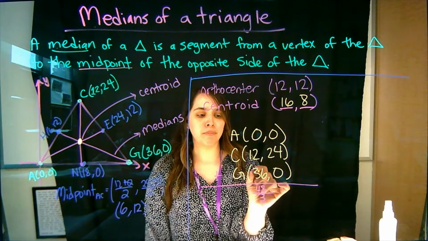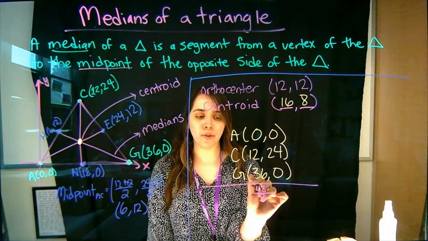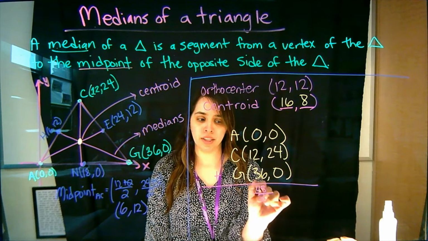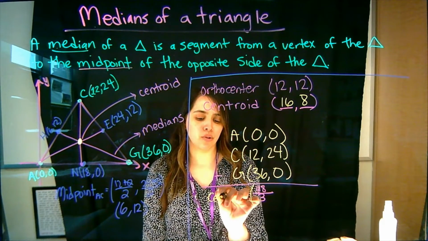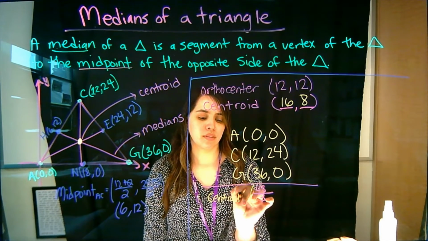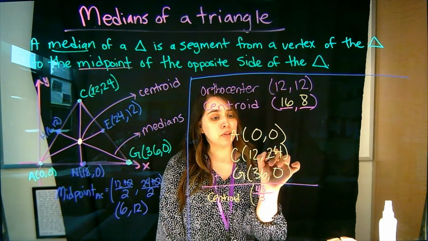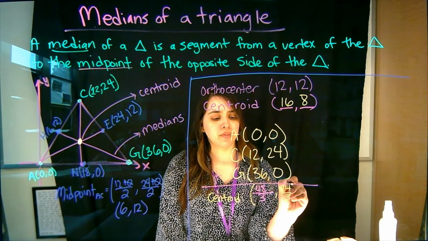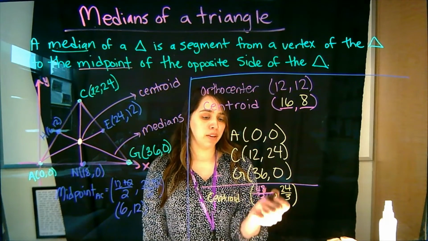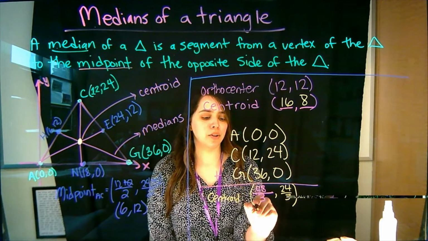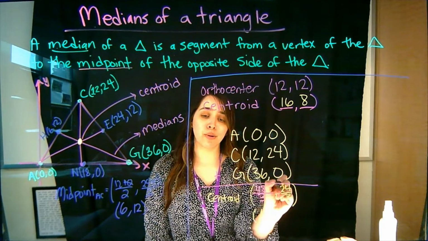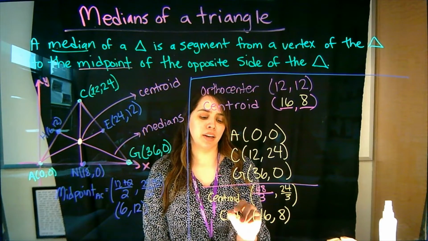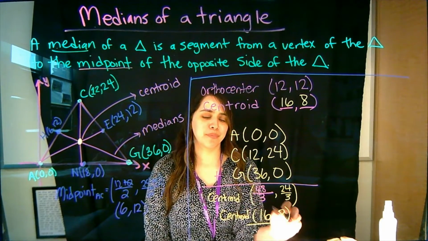0 plus 12 plus 36 is 48. We have 3 x coordinates, so we divide by 3. This is going to be to find the centroid. And then we have 0 plus 24 plus 0, which is 24, divided by 3. 48 divided by 3, if you can't do that in your head, you can use a calculator. You'll find that that's 16. And then 24 divided by 3 is 8. That is the easier way to find the centroid.